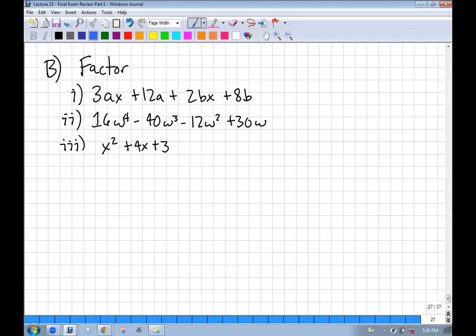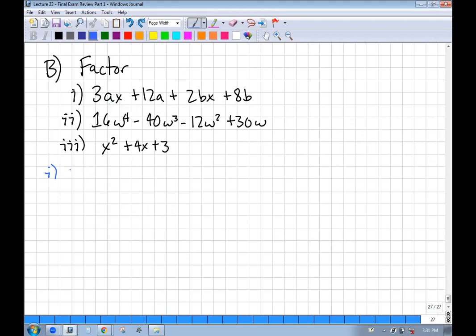All right, so for the first one, if I look at the coefficients, some are even, some are odd. There's nothing I can pull out of everything. These have A's, these have B's. So there's no GCF. But when I notice A's here and B's there, I think grouping.